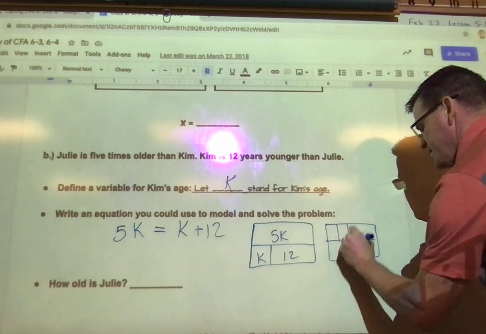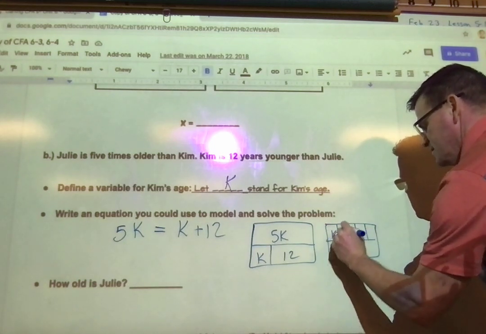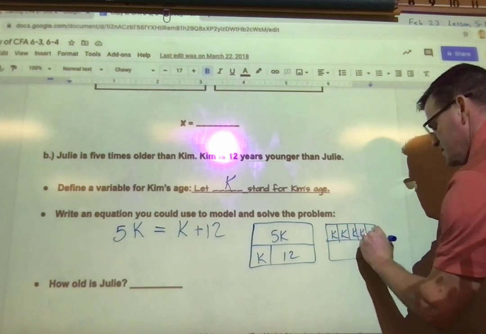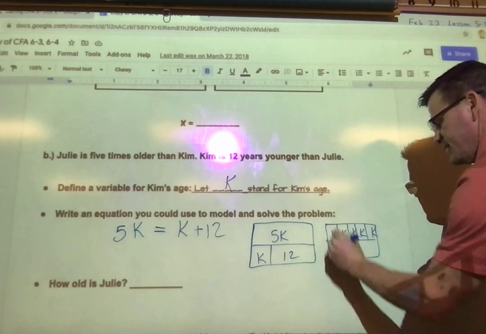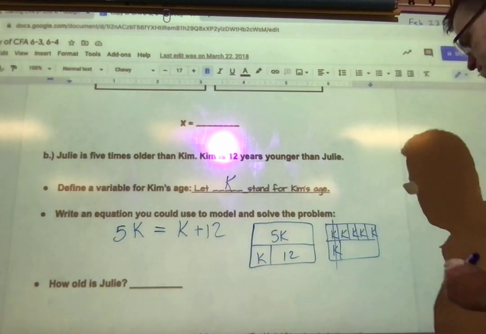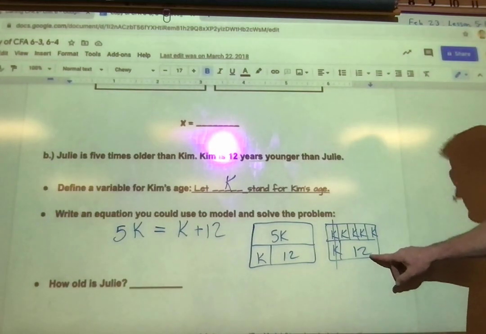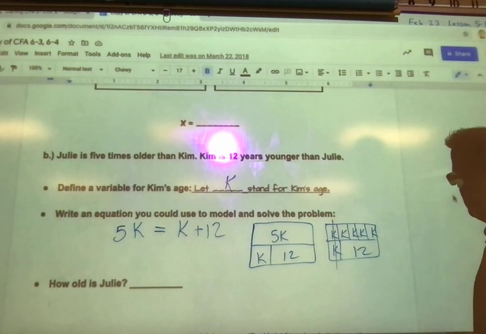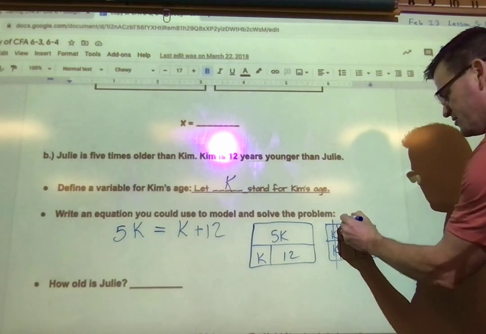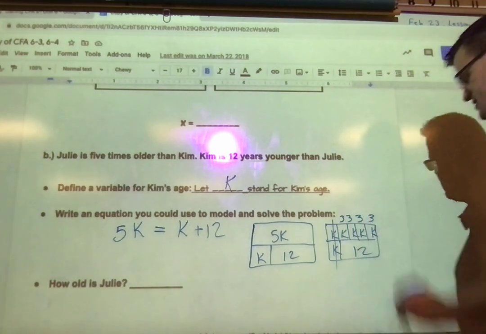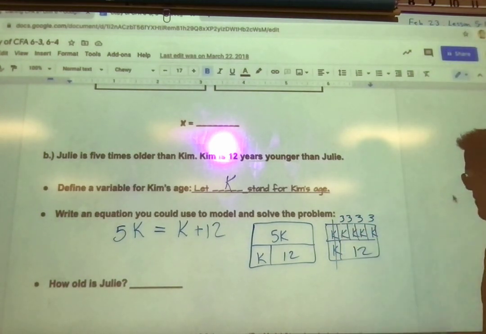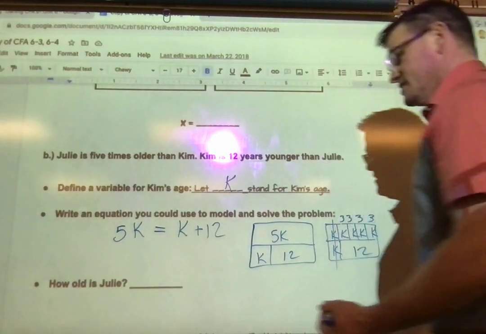So I could divide these 5k's separately, because I know I had a k down here, and those equal each other. And this has to be 12. And then I can see 12 has to be divided up among 4k's. So 12 divided by 4 is 3. So I know every one of these k's could be 3. 3, 6, 9, 12. So how old is Julie is what they want to know.